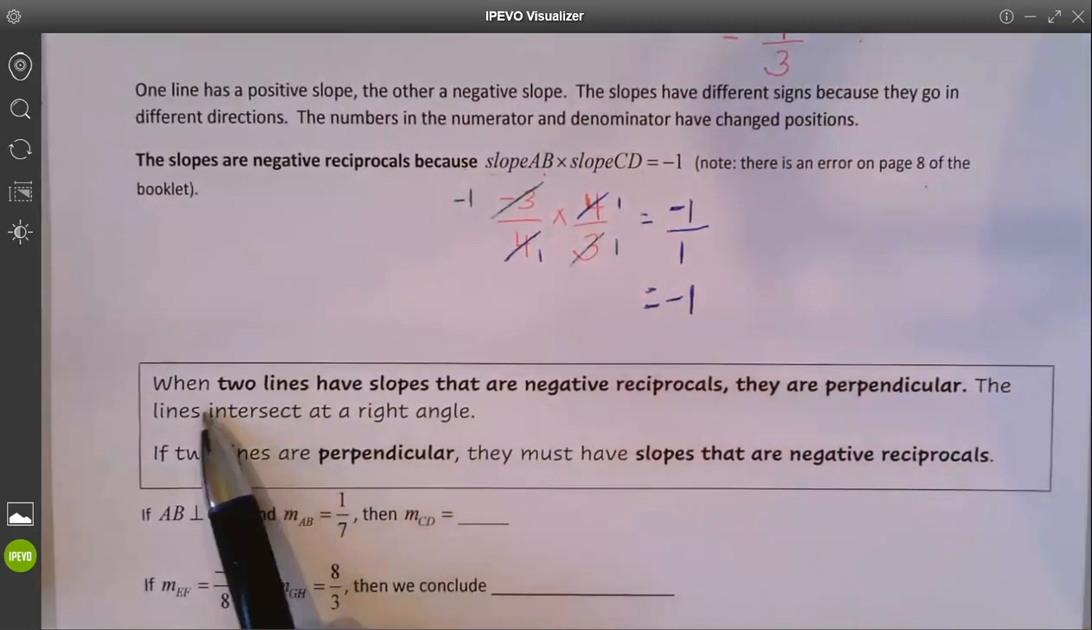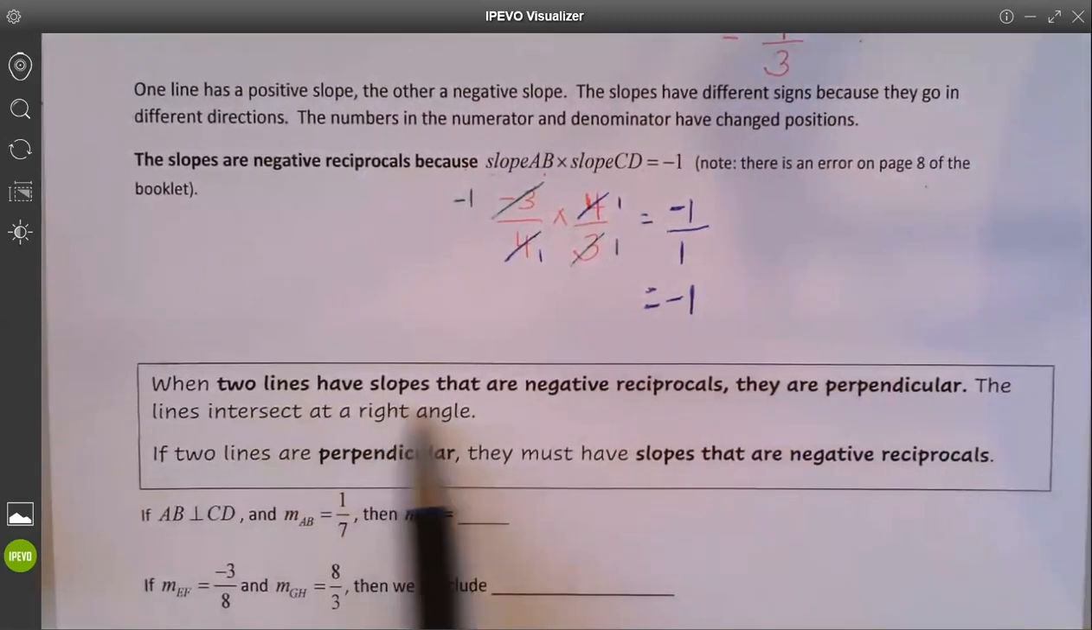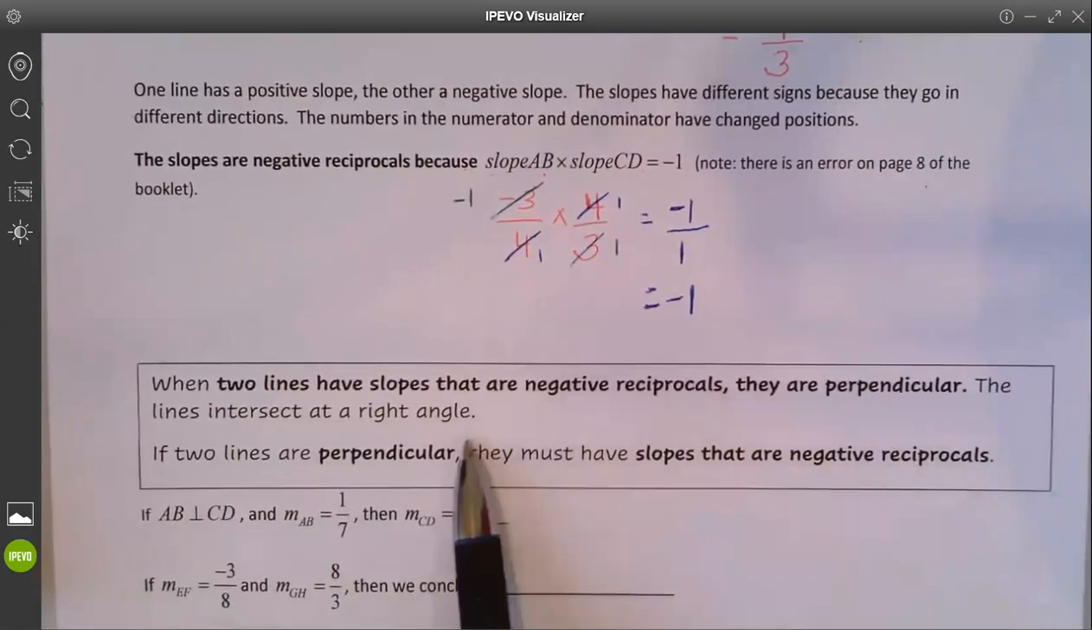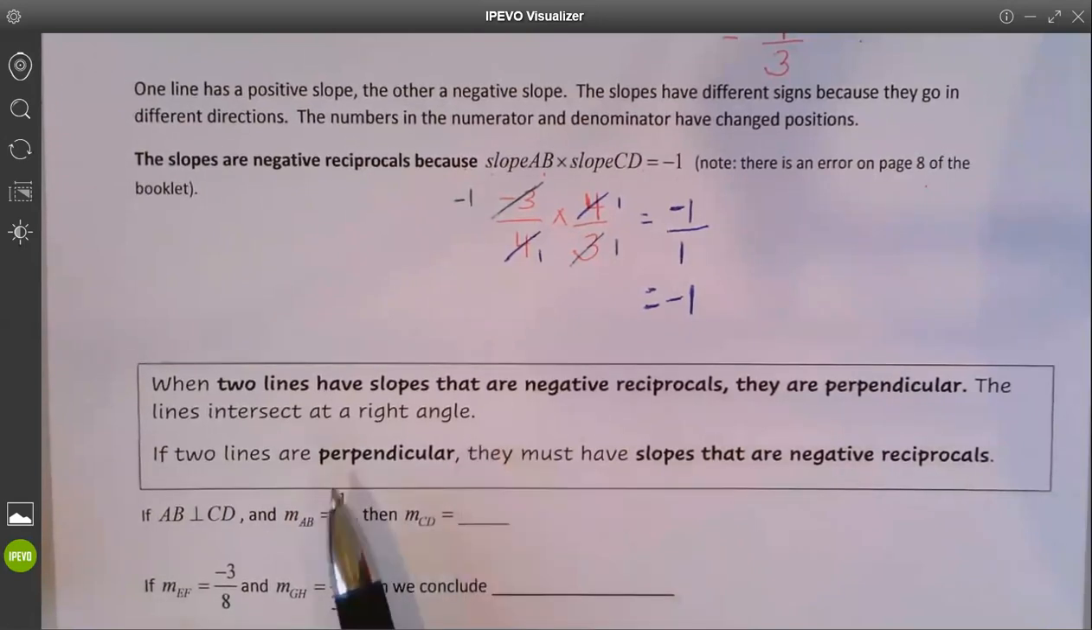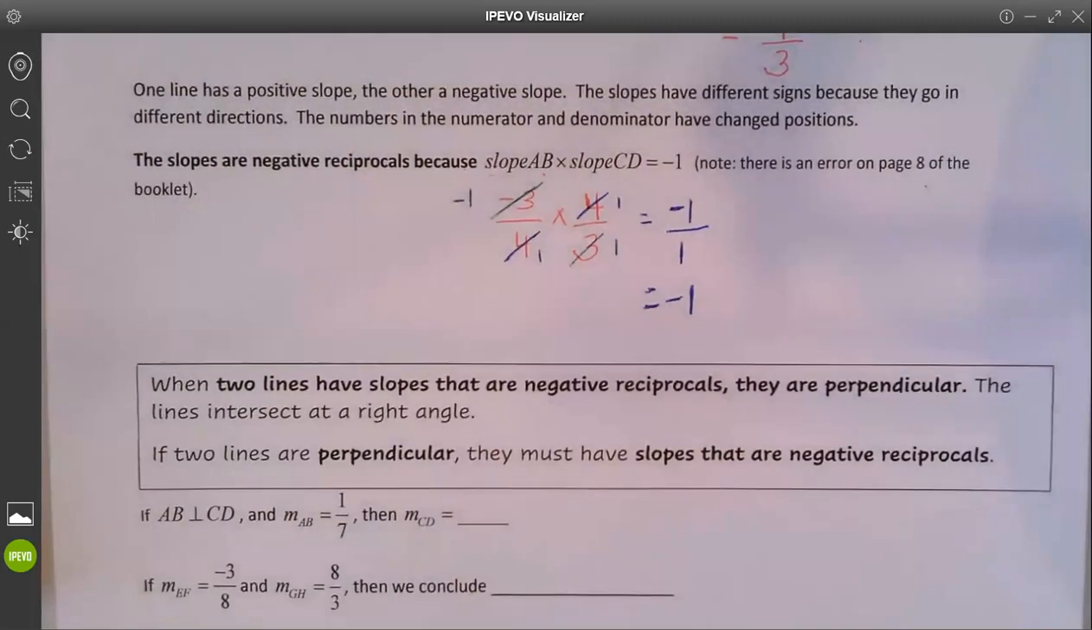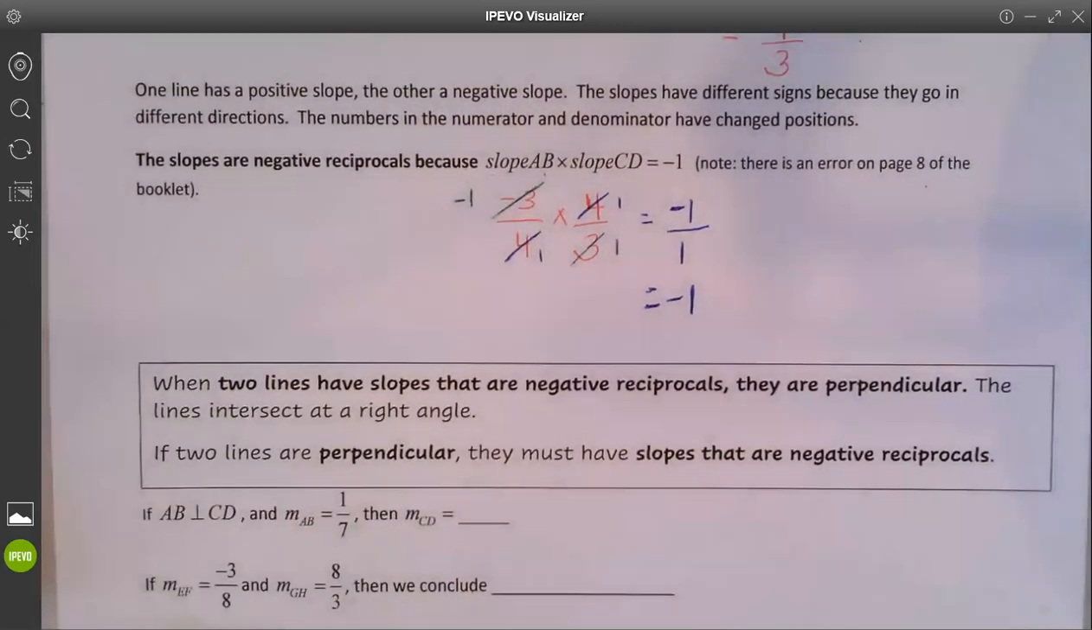So we summarize that when two lines have slopes that are negative reciprocals, the lines are perpendicular. They have to intersect at a right angle. And if we're told that two lines are perpendicular, then they must have slopes that are negative reciprocals. These two concepts go hand in hand. So let's look at some examples.